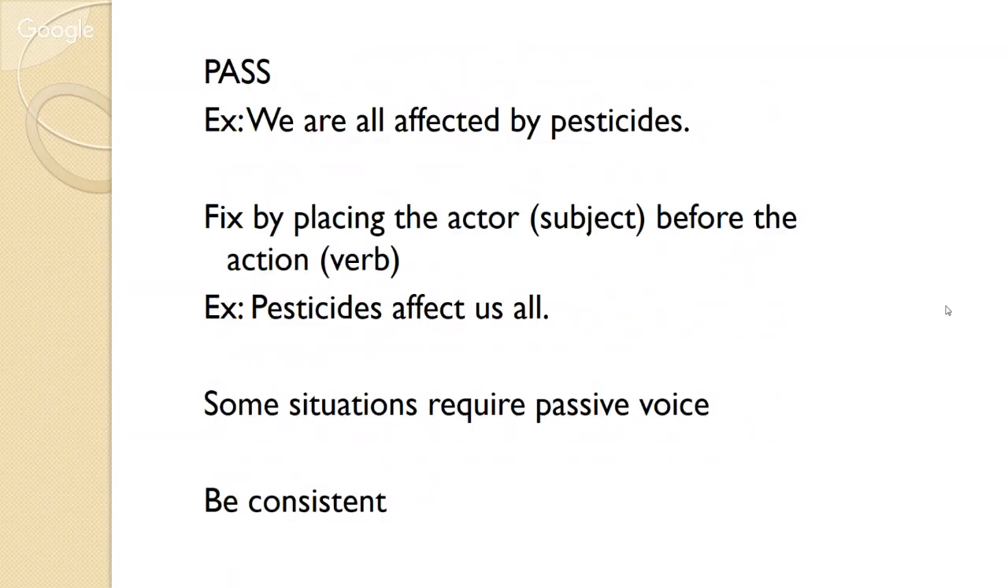So we are all affected by pesticides, for example. That is passive because the verb is affected. Well, what is doing the affecting? Pesticides. Well, who is being affected? All of us. So by putting the object first, we're making that passive voice. We are all affected by pesticides. If you wanted to make that active, you would just flip it around and say pesticides affect us all.